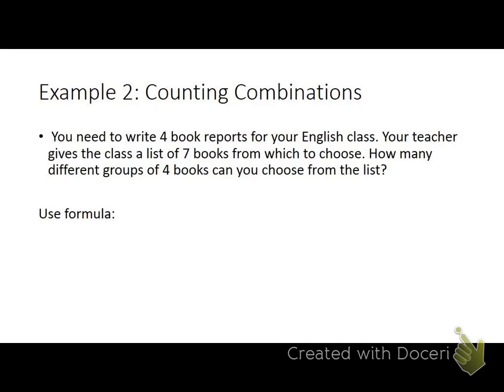Well, it doesn't say anything specifically about order here. It just says you have a list of 7 possible books and you're going to choose 4. Because it doesn't specifically say anything about order, that's how I know it's a combination. So here's my formula: nCr equals, so to find the number of combinations here of book reports, I'm going to divide the number of permutations, except I'm finding permutations, divided by the number of objects taken at a time, or the targeted number of objects.